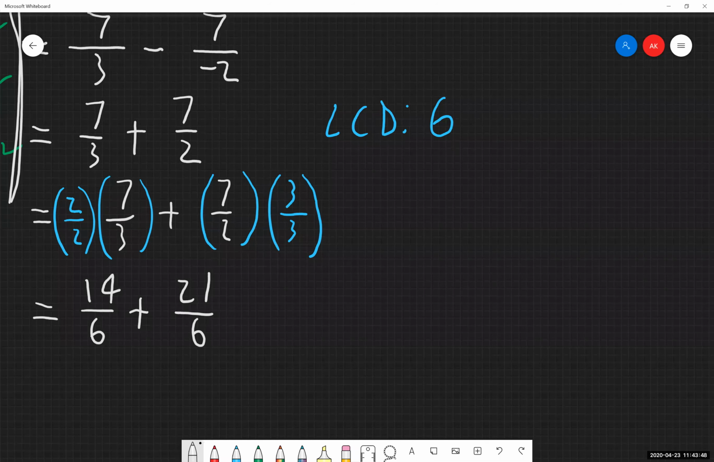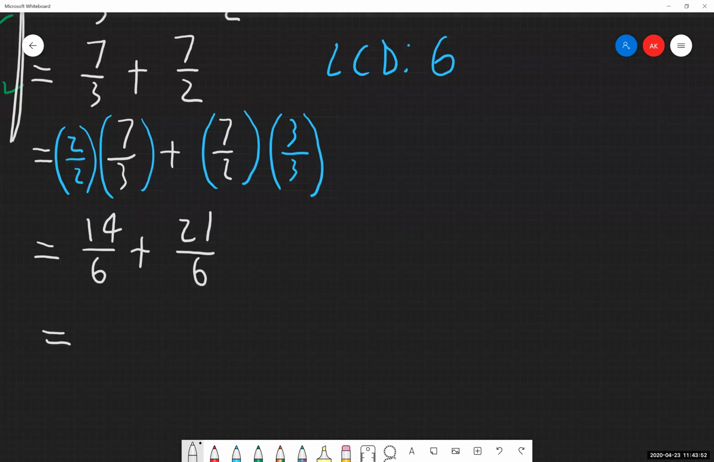And now at this point in time, the denominators are the same. I can add the numerators together. 14 plus 21, it's going to give me, what's that, 35? Yeah. 35 over 6. And then we have our single fraction answer. Always, always, always ask yourself when I have a fraction answer, can I reduce this fraction down at all? And it turns out with this one, we cannot.